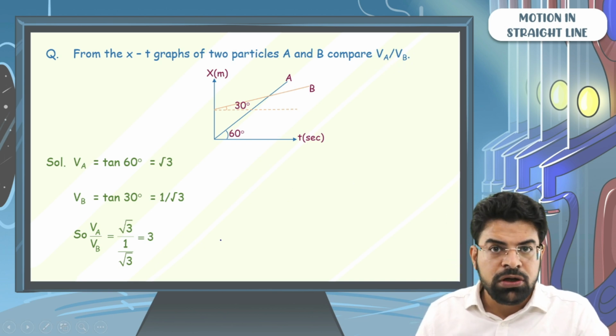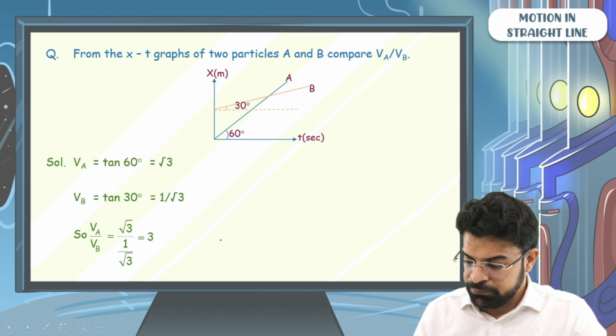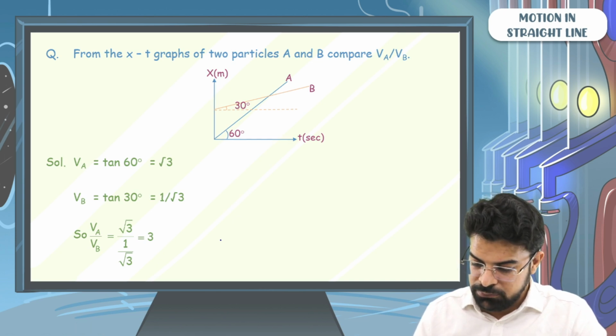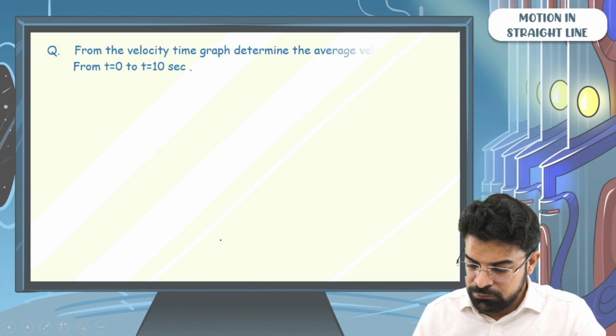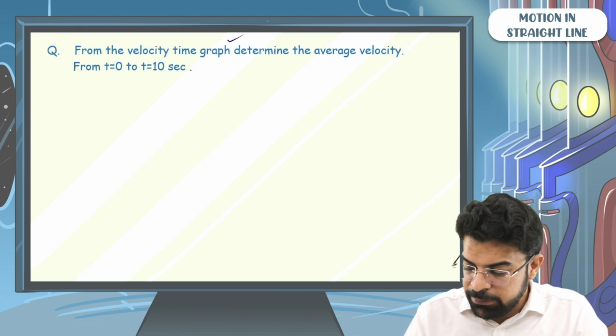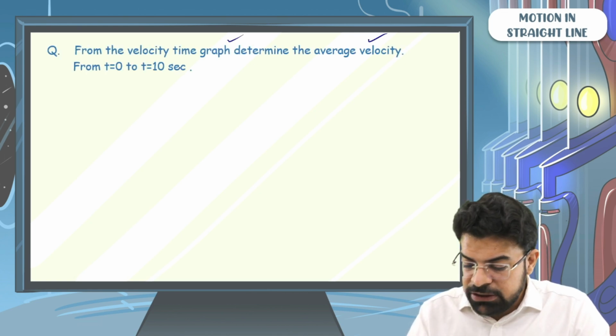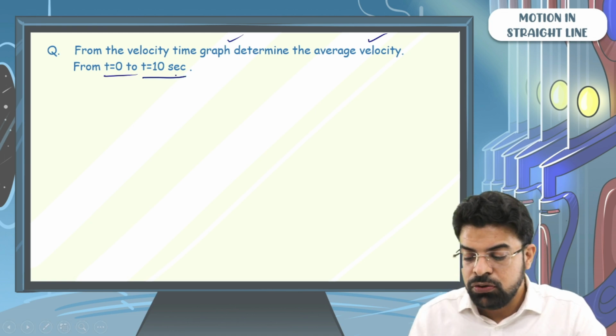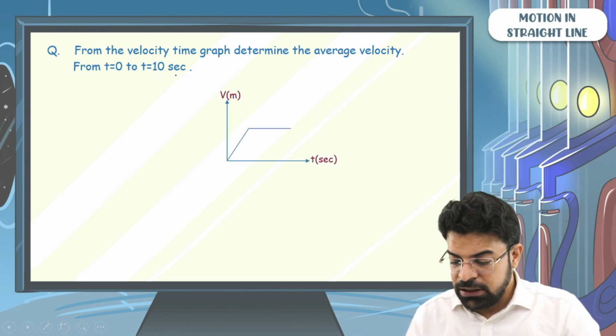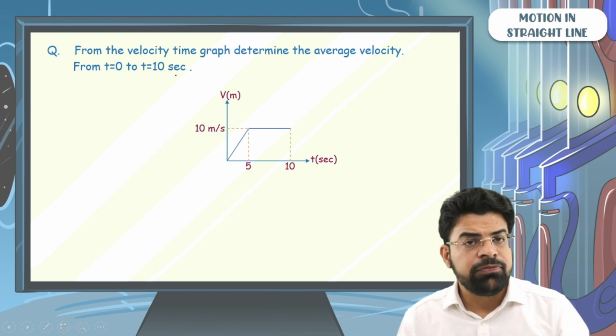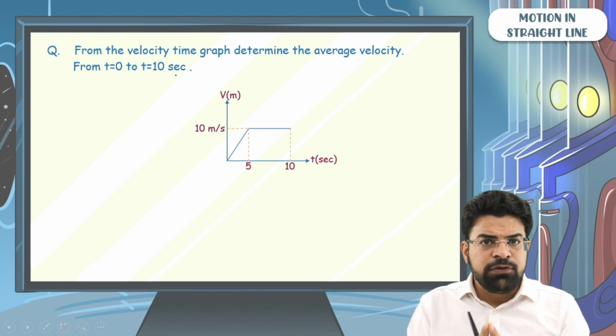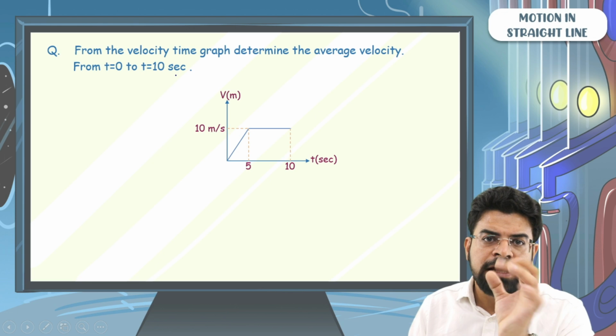Let's move on to the next example. From the velocity time graph, determine the average velocity from time equals to 0 to time equals to 10. So here they have given me a velocity time graph. We need to find the average velocity from time equals to 0 till time equals to 10.